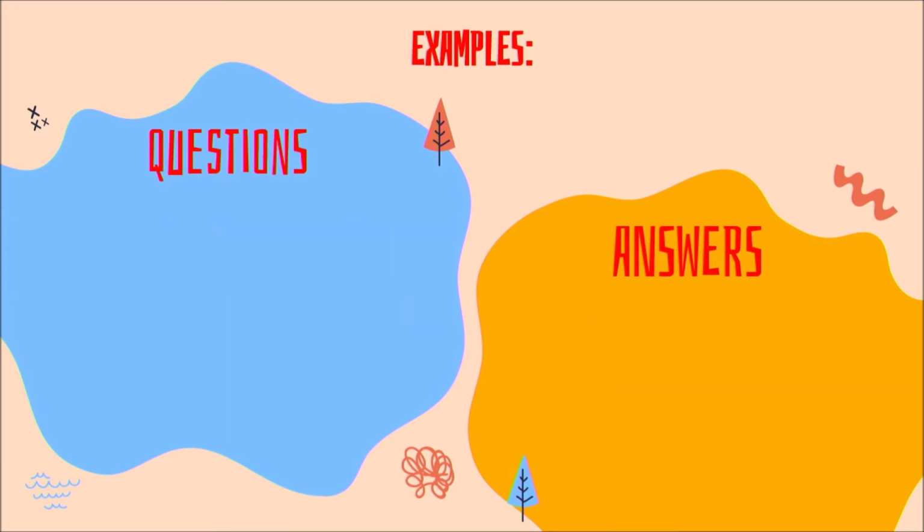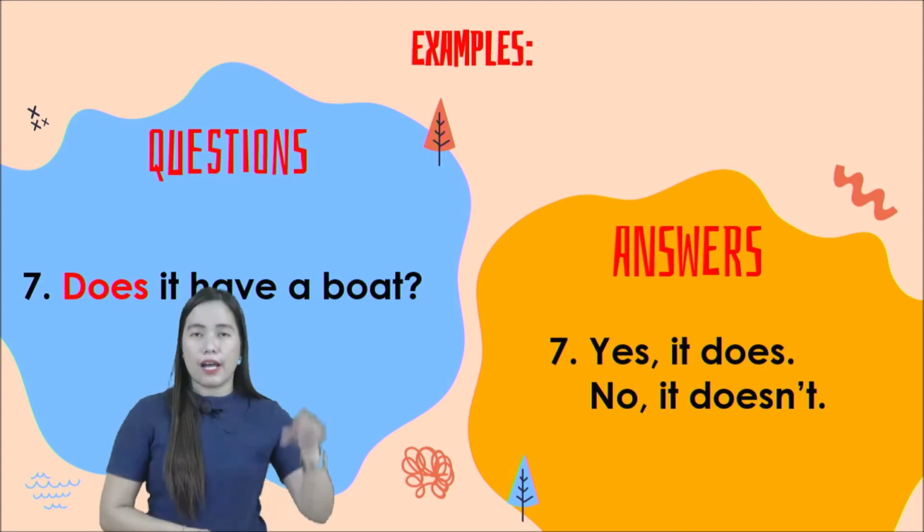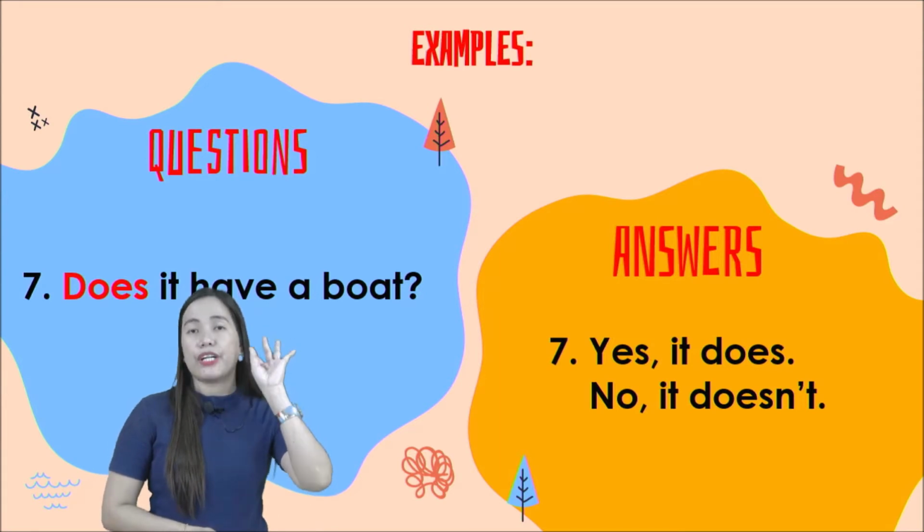Okay? Next, last one. Does it have a boat? You may answer that by yes, it does, or no, it doesn't. Why we use does again, kids? Because our subject is it. Again, kids, we use does when our subjects are she, he, or it. Okay? Good job.